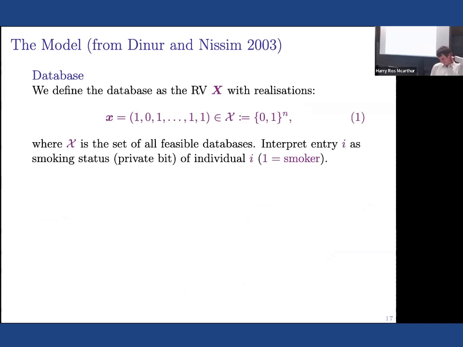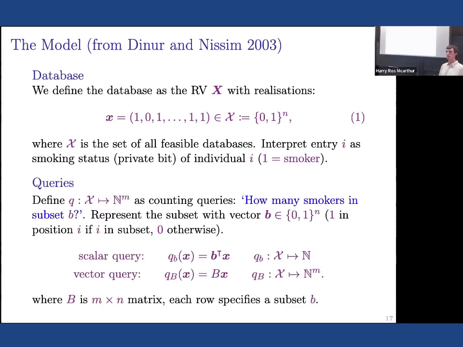Okay, from this point on, it gets a little bit mathsier. So the database is going to be a random variable. We'll call that X. The realizations of this random variable are going to be denoted by the lowercase x. It'll be a binary vector of length n, where the entries can take value 0 or 1. 1 indicates that the individual is a smoker. 0 indicates they're not. Queries from before were how many smokers do I have in some suburb? Now they become how many smokers do I have in a subset?